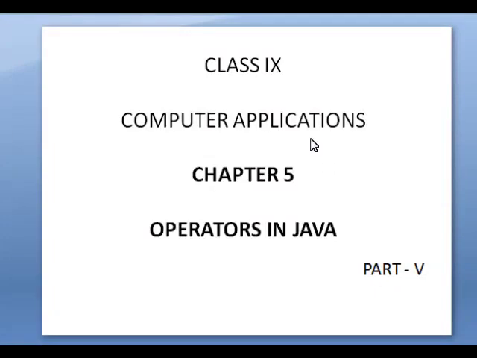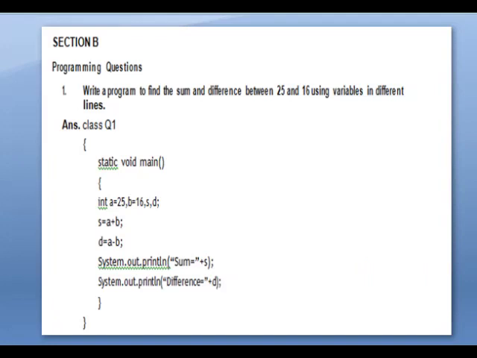Students, in this class we are going to see the fifth part of chapter 5, that is operators in Java. In your computer book, take page number 89, section B, programming questions. So this is the first program that you are going to see.